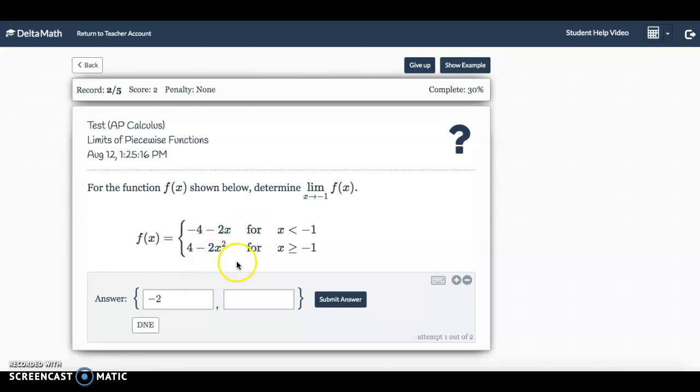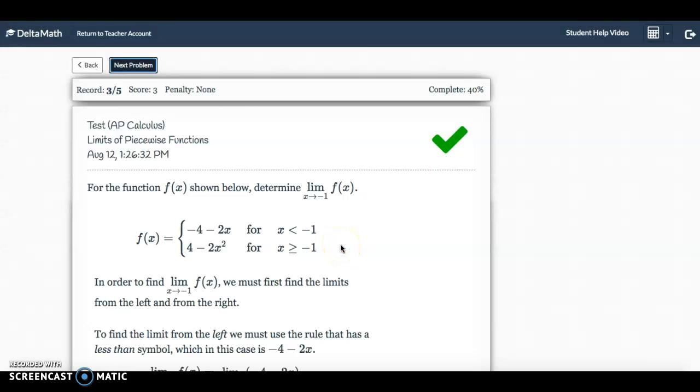And then for this bottom limit, because that would be our right-hand limit for x values greater than or equal to -1, I'm going to go ahead and do the same thing. So if I plug in -1 here, -1 squared is 1, -2 times 1 is -2, and so 4 minus 2 is a +2. Since those don't match, then technically my general limit would be D and E. So I'm going to go ahead and delete that. Right, D and E.